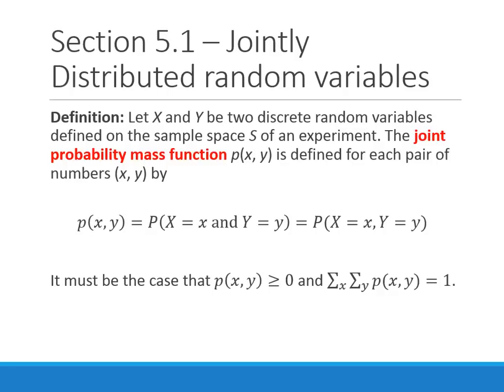But now we have two of them, so X and Y are two discrete random variables defined on some sample space. And then we have something called the joint probability mass function, and it's defined as follows.